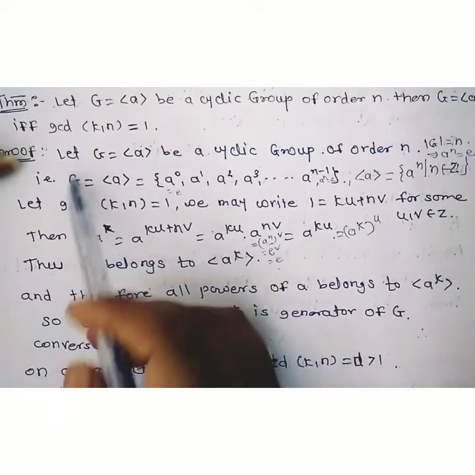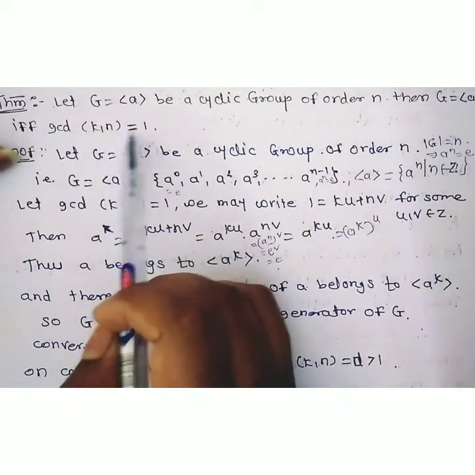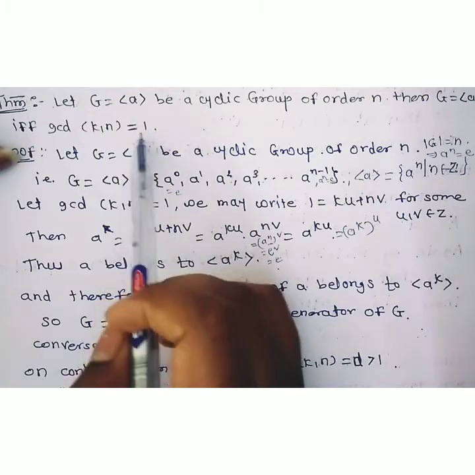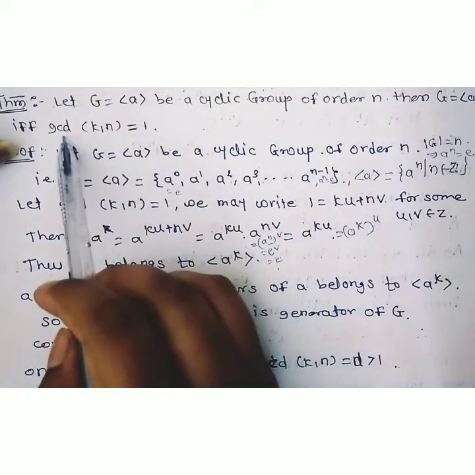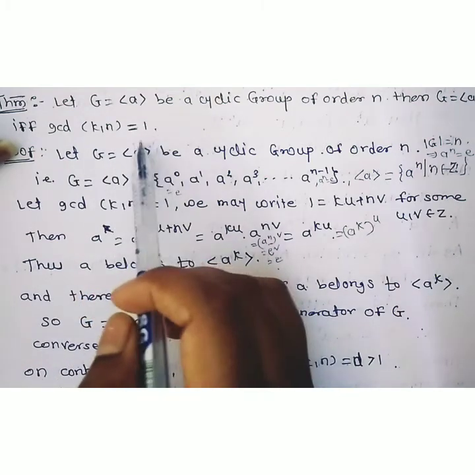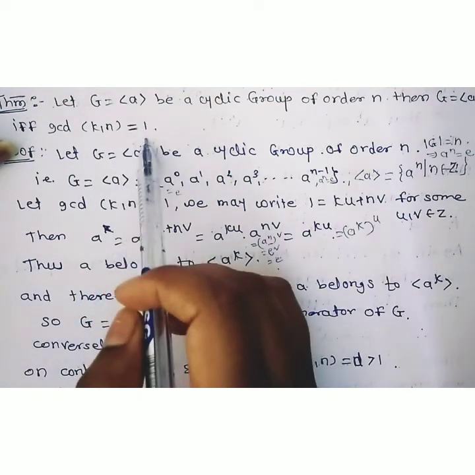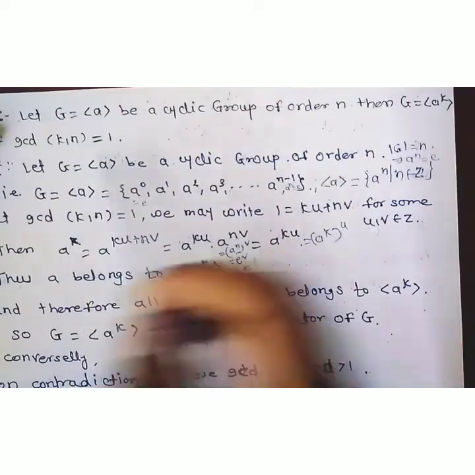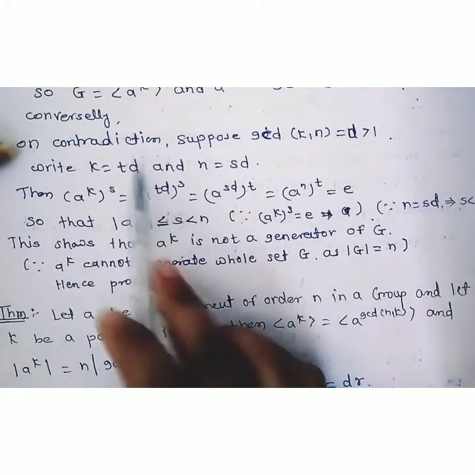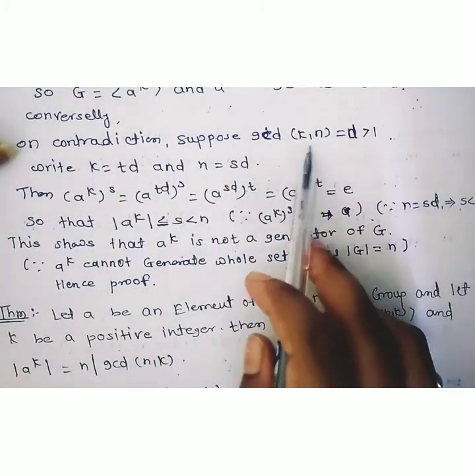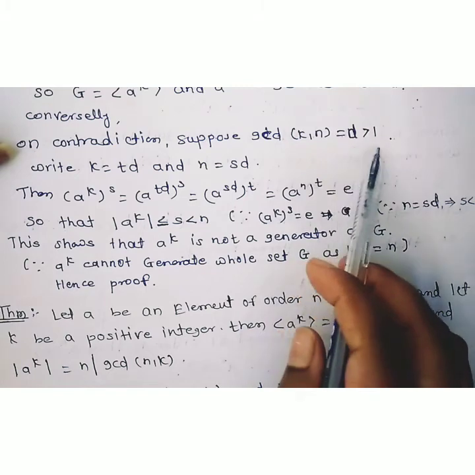That is, we consider GCD of k with n is equal to d. Here we have been given 1. What will we prove in the contradiction? We consider GCD of k with n is equal to d, where d is not equal to 1, then we show that G is not equal to the set generated by a raised to k. Now start with the proof. On the contrary, suppose that GCD of k with n is equal to d, where d is greater than 1.